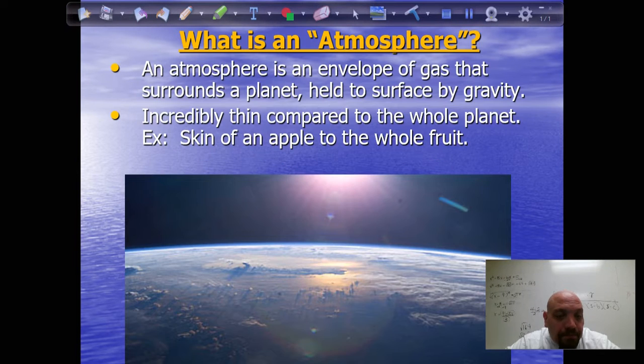All right. So what is meant by the term atmosphere? So an atmosphere is an envelope of gas that surrounds a planet held in by gravity. So actually the atmosphere wants to blast itself off into space. Right? Gases want to expand and move outwards. But because our planet has gravity, it actually holds it down to the actual Earth's surface. And one of the important pieces, and it's kind of a profound point, if you will, is that the atmosphere is really, really thin compared to the whole Earth.